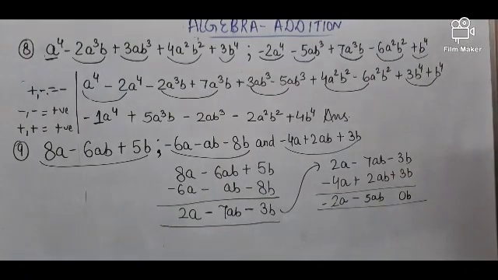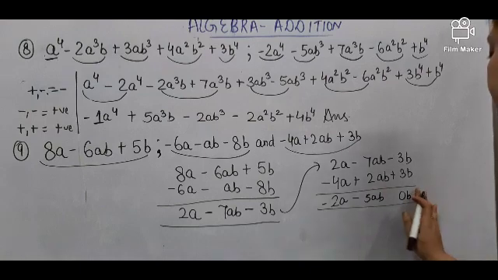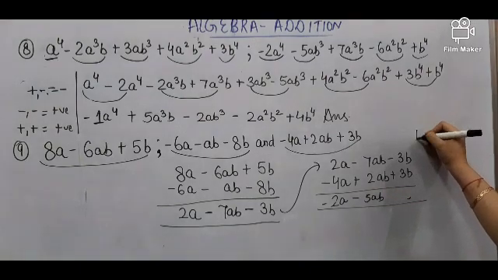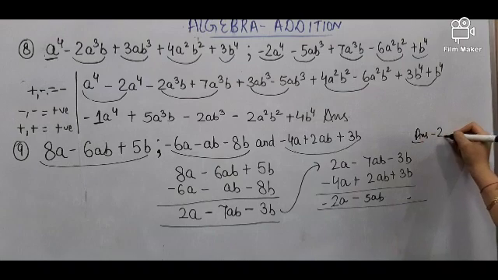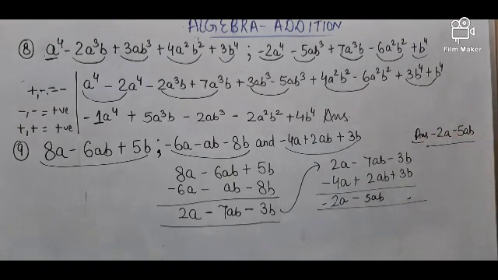And 0 is neither positive nor negative. So we can say that our answer is minus 2a minus 5ab. This is the answer: minus 2a minus 5ab. I hope the question is clear to you.